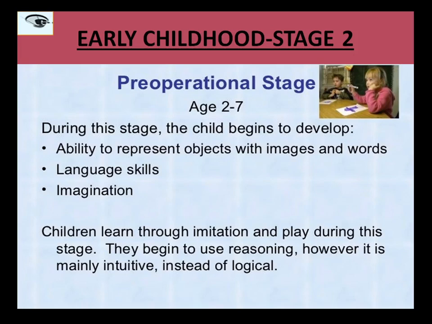Hello, children. We are going to be discussing early childhood once again, which is the age range 2 to 7, and it is also called the pre-operational stage. Last time we discussed motor development, and this time we are going to be talking about the physical development of children between the ages of 2 and 7. So, early childhood is stage 2, the pre-operational stage.